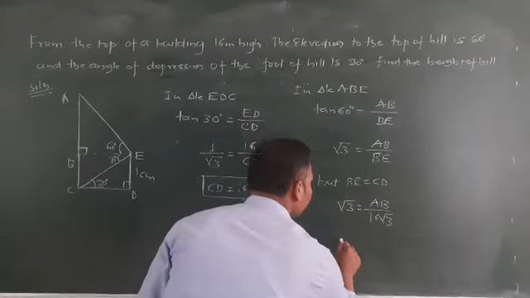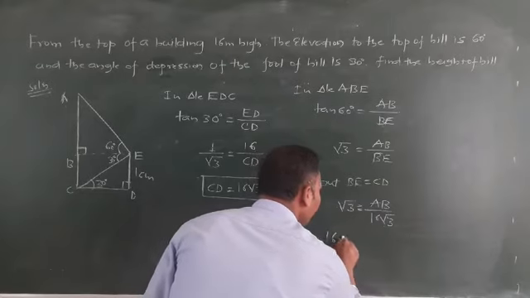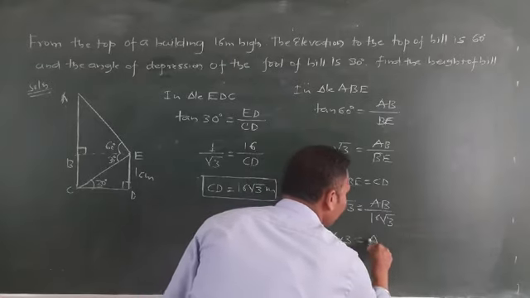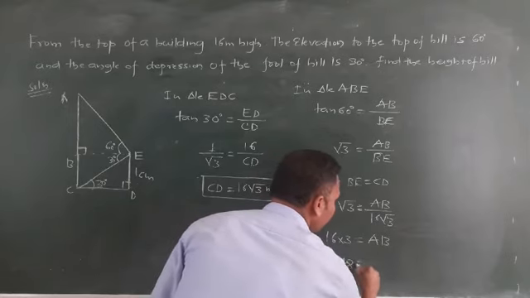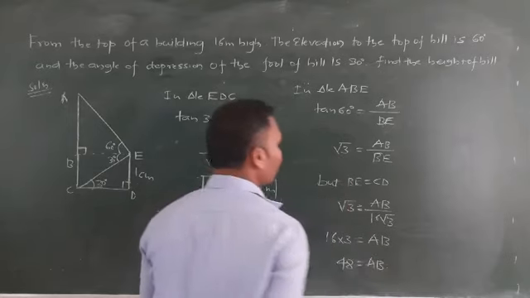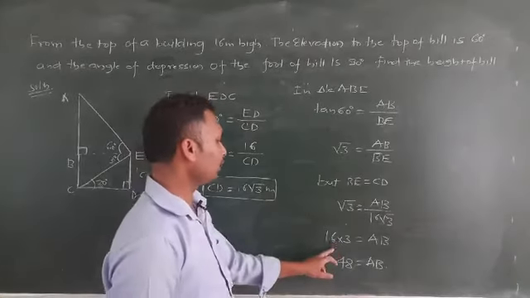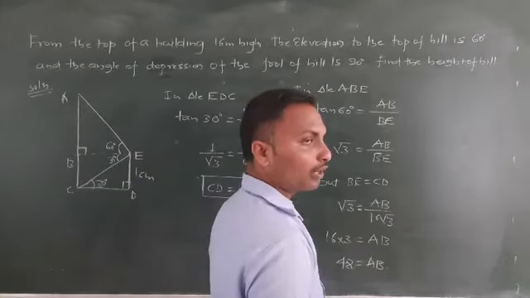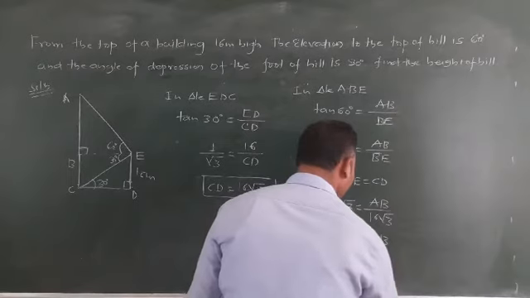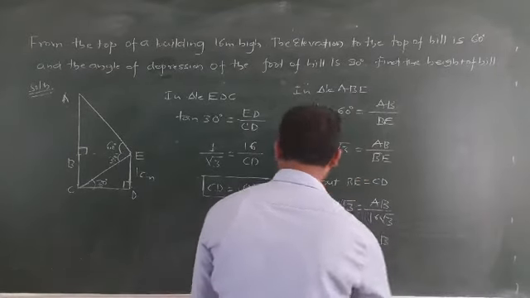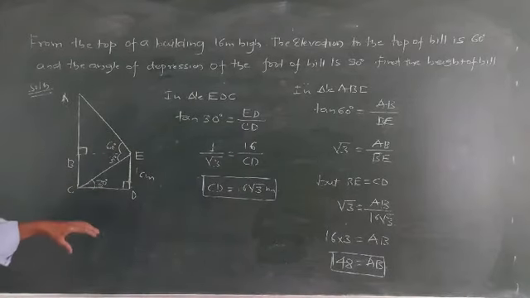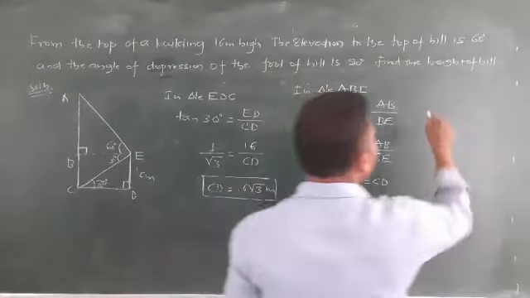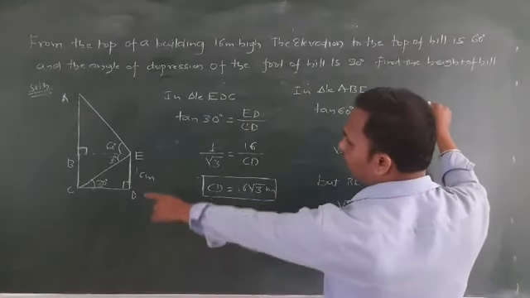So we will get 16 into 3 is equal to AB. Now 16 3s is 48, is equal to AB. So 6 3s are 18. So we got AB is equal to 48. Once we got AB is equal to 48, but what we need? Height of the hill. So BC is equal to ED.